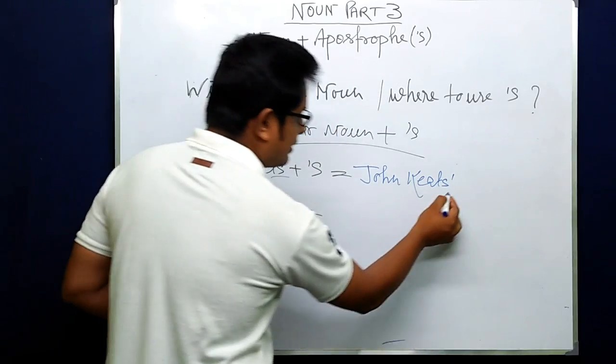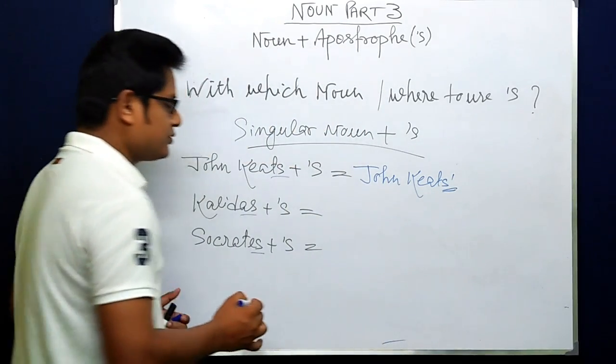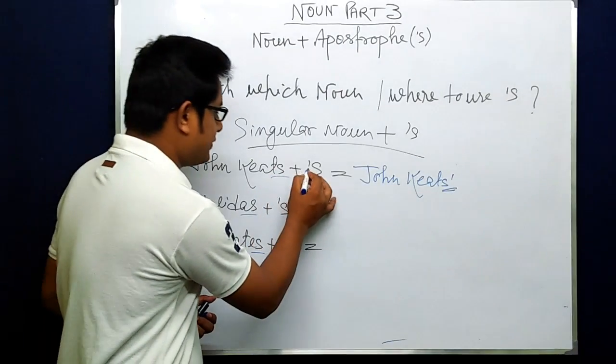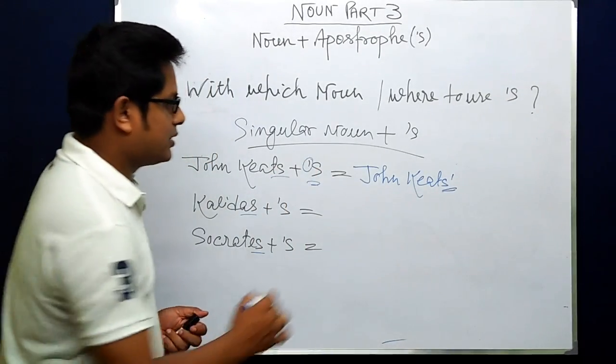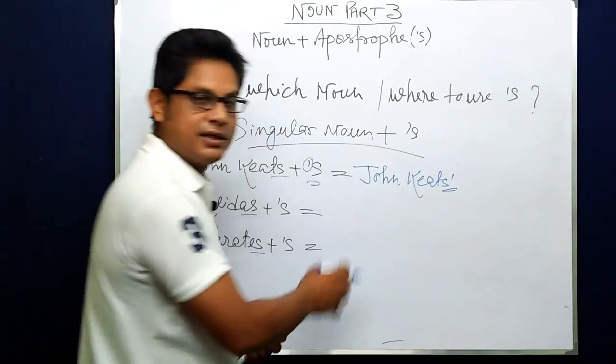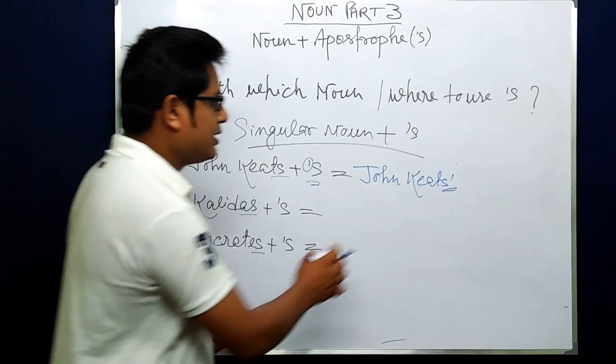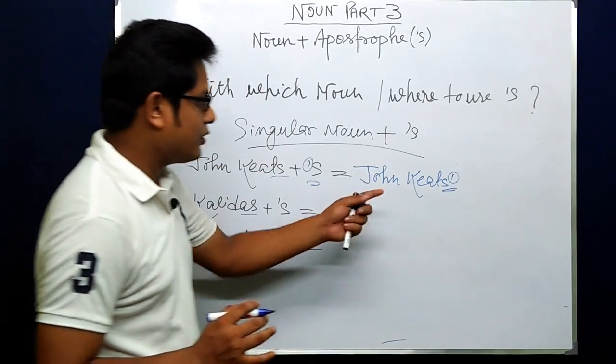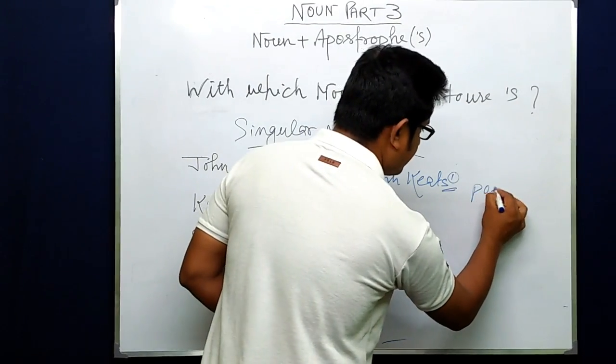John Keats like this. Means you don't need to add apostrophe s. You have to just add the apostrophe, this part. So John Keats, the person's name, is a singular noun. Just I have used apostrophe, not apostrophe s. So John Keats' poems.